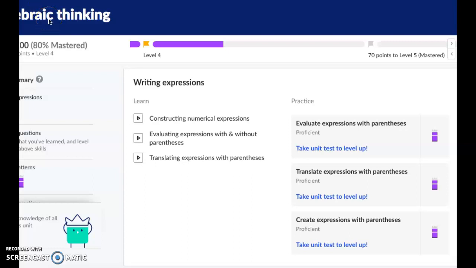Khan Academy, Algebraic Thinking, subtopic: Evaluate Expressions with Parentheses.